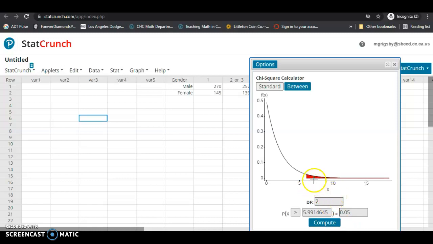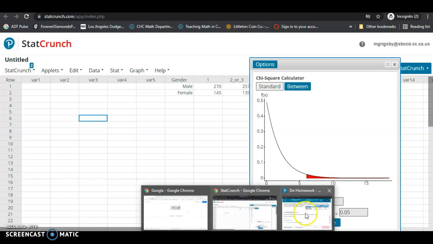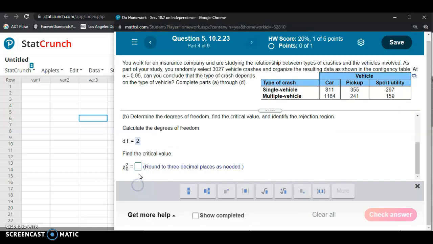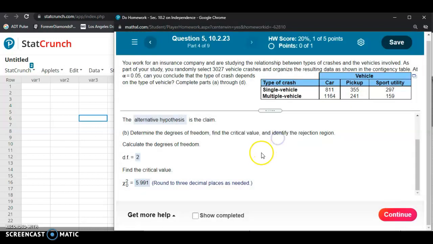In other words, the area in the right tail is 0.05, and that's represented by the region shaded in red. That's our rejection region. The critical value here is 5.991, which I believe is what it was in the previous problem. So we're going to put 5.991, rounding our critical values to 3 decimal places, as indicated by the directions. Let's go ahead and click continue.